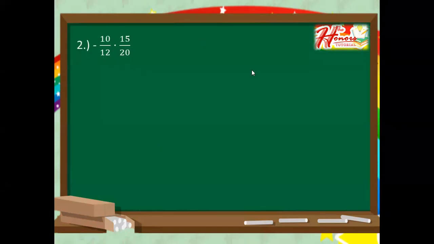We have here negative 10 over 12 times 15 over 20. So you have to remember the laws of signs in regards with multiplication. Negative times positive will always result to negative. So therefore, we are expecting a negative answer. But let's set aside first the negative sign and let's apply cross multiplication. How are we going to do that?